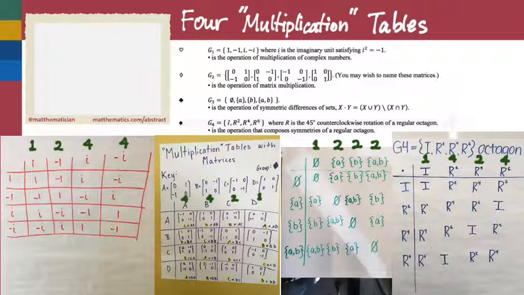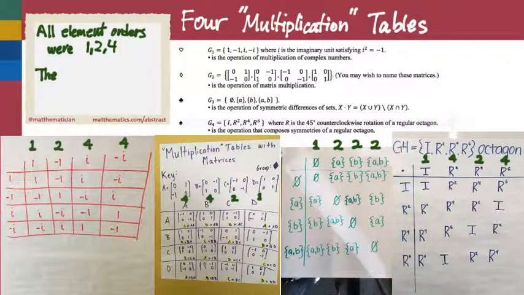So there are two great observations. The first one is Grace looks at all these numbers and says, well, hey, all the orders that we got were either 1, 2, or 4. That feels like it could be meaningful. So, and I want to be very careful here, all element orders in every example were either 1, 2, or 4. And then Caitlin says, the different group is obviously different.